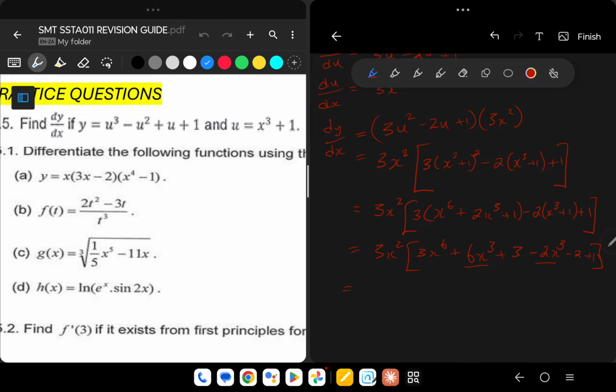So how can we deal with that? Now let's just put our 3 squared here, and then we're going to have 3x to the power 6, and then 6 minus 2 is simply 4x cubed, and then 3 minus 2 is 1, 1 plus 1 is 2, and then 2. So this will be your dy over dx. You can take it further, or you can also leave it here. It's fine.